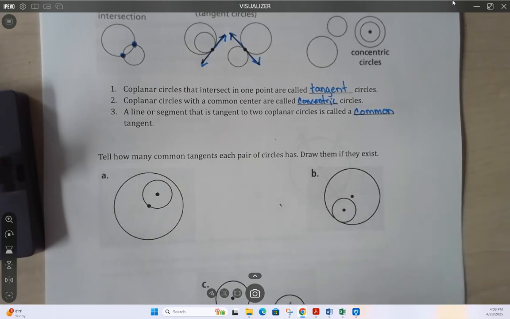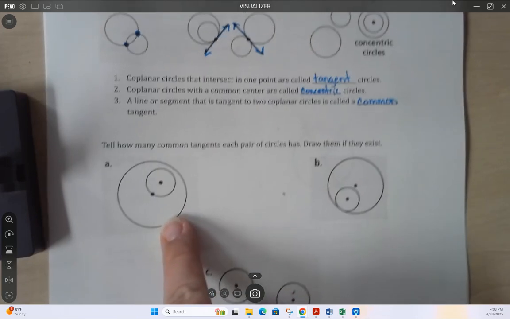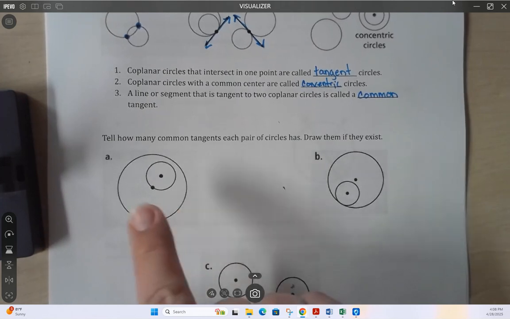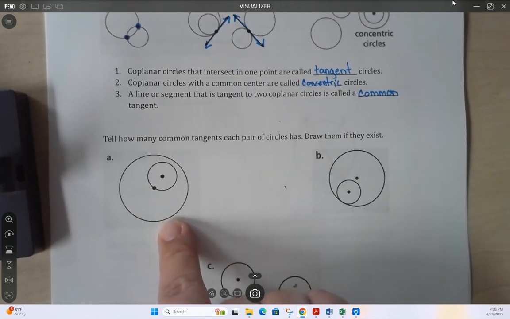The first thing is that if we have concentric circles, we will not have common tangents. So if you recognize concentric circles, you're not going to have common tangents. But A is one that might try to throw you off. These are not concentric circles.